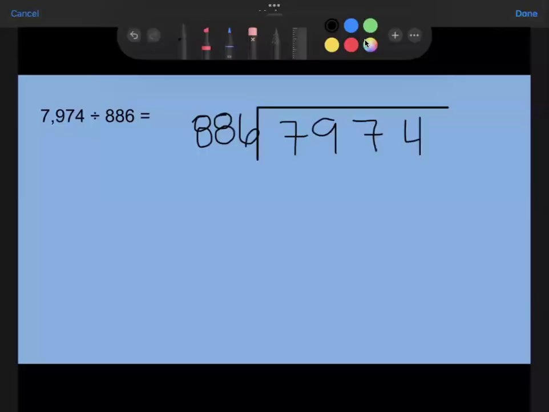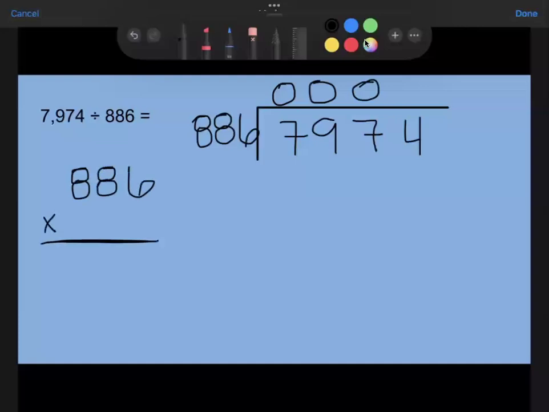Okay, so I know 886 will not fit into 7. It will not fit into 79. It won't even fit into 797 because it's too big. So now we just need to figure out how many times it fits into the whole thing. Okay, so let's start by doing 886. I'm picking a number to multiply that by to see how close we can get to the whole thing, the 7,974. So I know if I multiply 886 times 10, that would be 8,860.